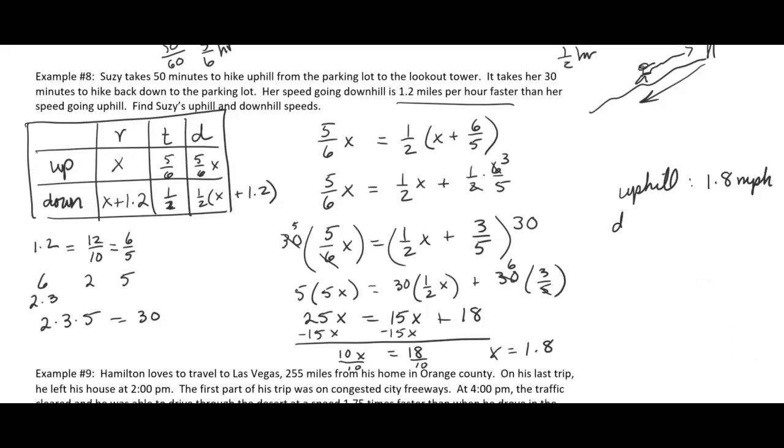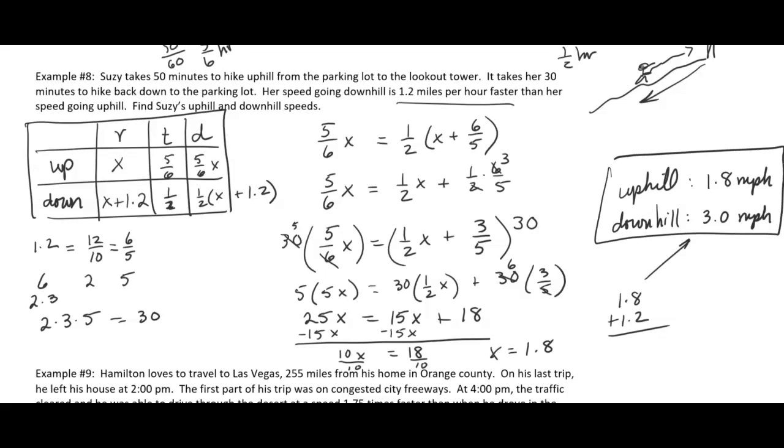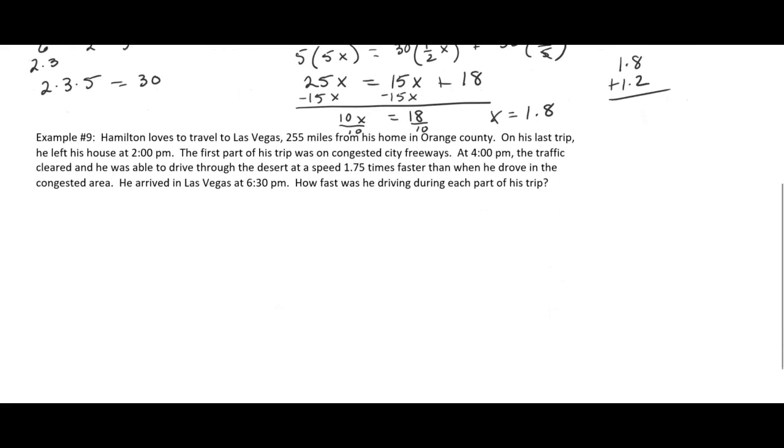So downhill, her rate, just like we were saying, is going to be 1.2 plus the 1.8, which is going to be 3, or I'm going to put 3.0 so they know I didn't round off, but 3 miles per hour. So you could show that 1.8. This comes from 1.8 plus the 1.2 because she's going 1.2 miles an hour faster when she goes down the hill. These are tricky problems. That was a tricky one. Okay, save the best for last.